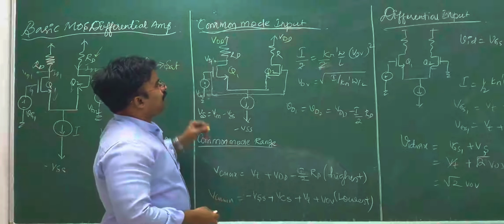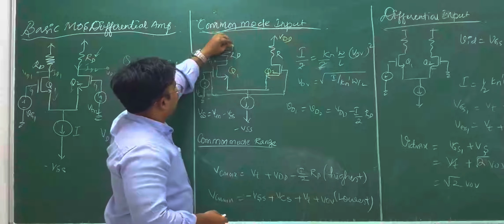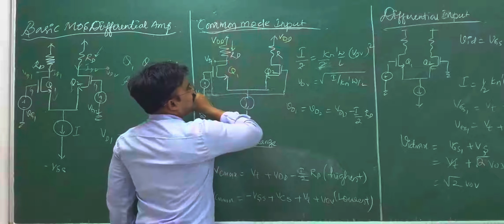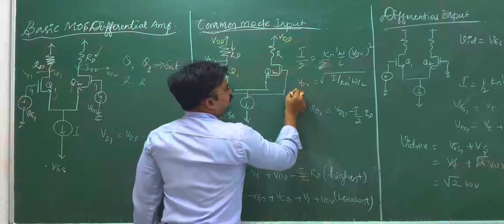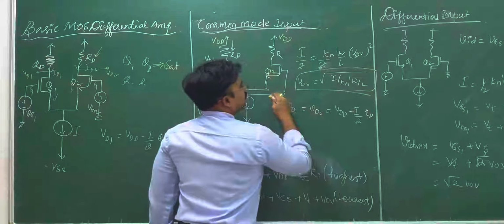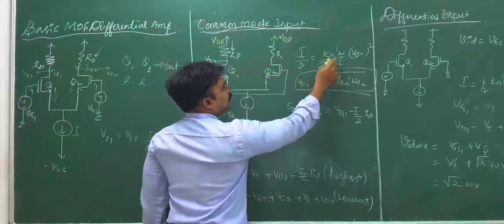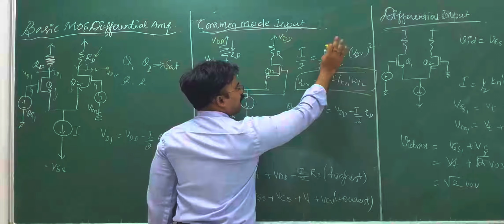Now, you know that the current flowing through this device is I by 2. So from the current flowing through this, I by 2, I can simplify this V overdrive. So I is nothing but, because Q1 is in saturation, I is equal to K dash by 2 W by L V overdrive square. This is for a normal transistor.